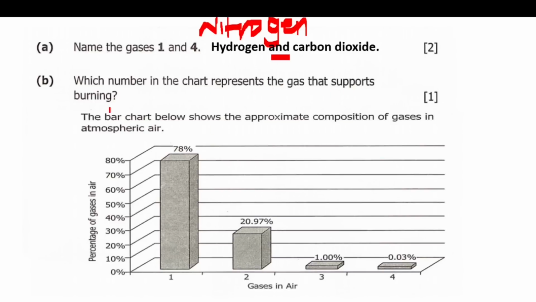B says, which number in the chart represents the gas that supports burning? The gas that supports burning is oxygen. And oxygen in air is around 21%. Here we have 20.97, which can be approximated to 21%. So 2 here represents the gas that supports burning, which is oxygen. So the number they're asking is 2.